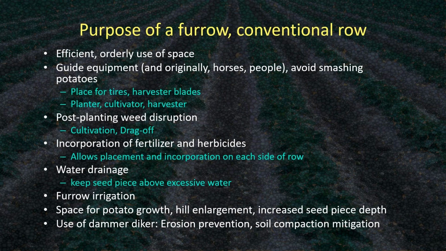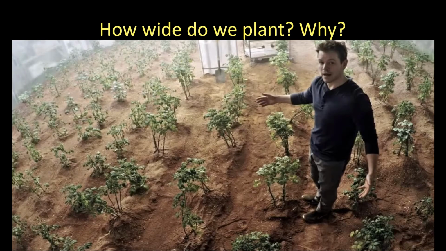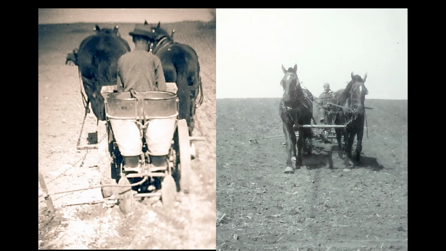compaction. So now that we've determined that we need rows, how wide do we put the rows? How wide do we plant now and why? This is a good question. If we go back to when horses were used, we can see that horses had to walk somewhere. And the yoke here is about 34 to 38 inches. And this is probably where a lot of our row widths got started.